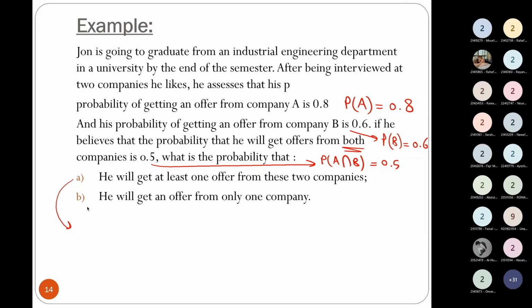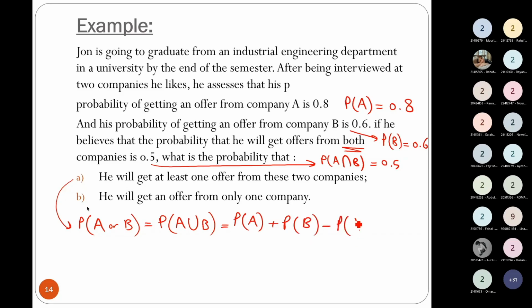Now, what is the probability that he will get at least one offer, just one offer at least, from these two companies? At least one offer means we need probability of A or B, meaning probability A union B. In the union case, we have the rule P of A plus P of B minus the intersection. Probability of A equals 0.8, probability of B equals 0.6, minus the intersection 0.5. So this equals 0.9. This is the probability of getting at least one offer from these two companies.